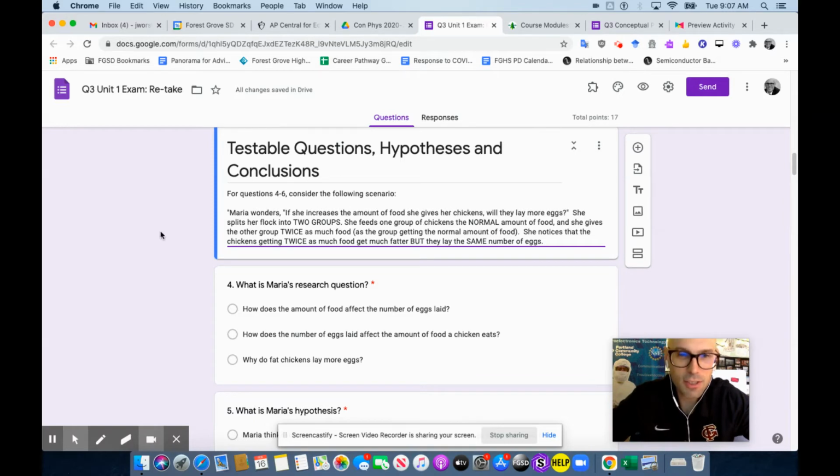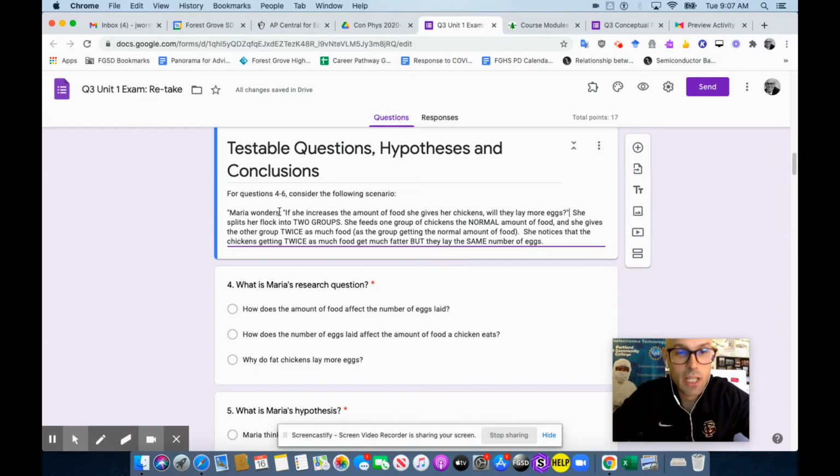The next sentence: she splits her flock into 2 groups. She feeds one group of chickens the normal amount of food, and she gives the other group twice as much food as the group getting the normal amount. She notices that the chickens getting twice as much food get much fatter, but they lay the same number of eggs. So there's a scenario here.